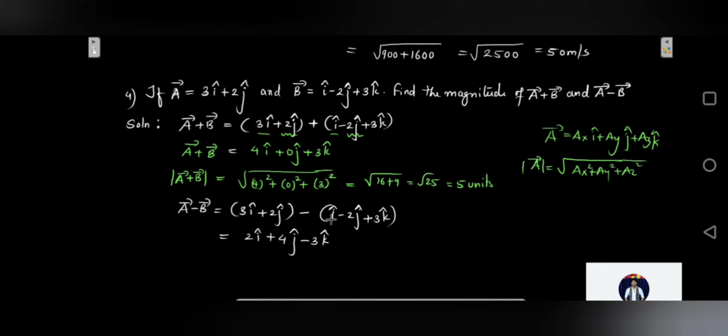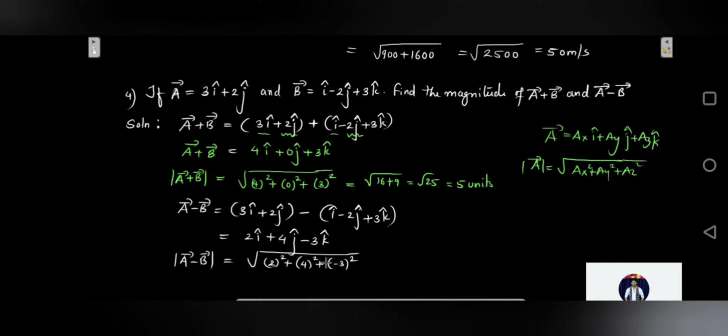This is going to be a minus b vector. Vector a minus vector b. So if you want to find out a minus b magnitude, it's going to be root of, again, ax square plus ay square plus az square. This is going to be root of 4 plus 16 plus 9. That is going to be root of 29, which will come out as 5.38 units. This is going to be the magnitude of a minus b.